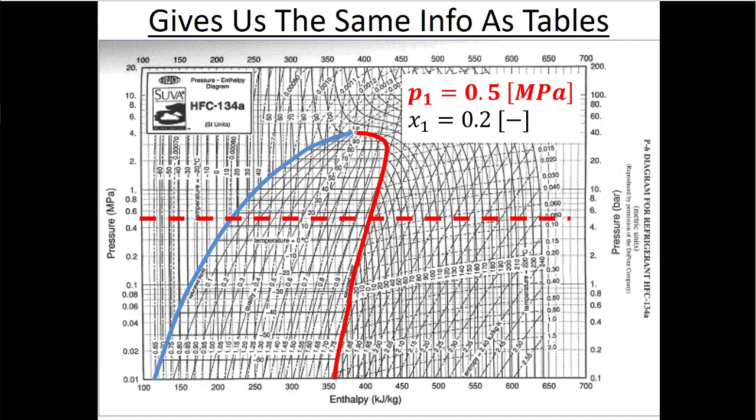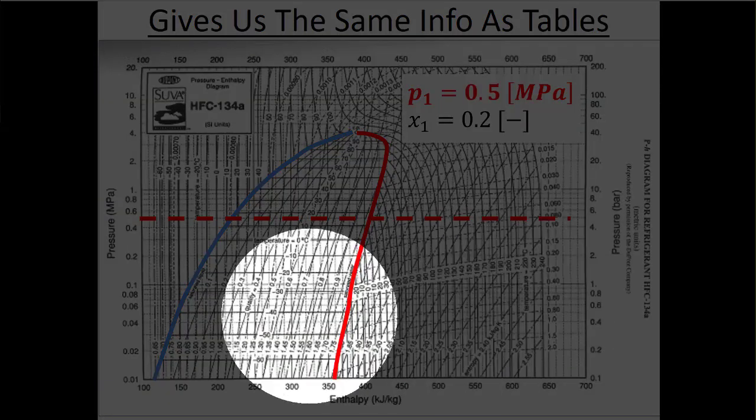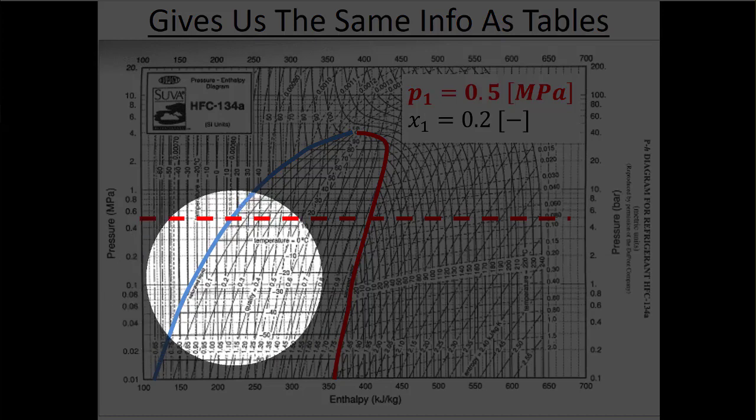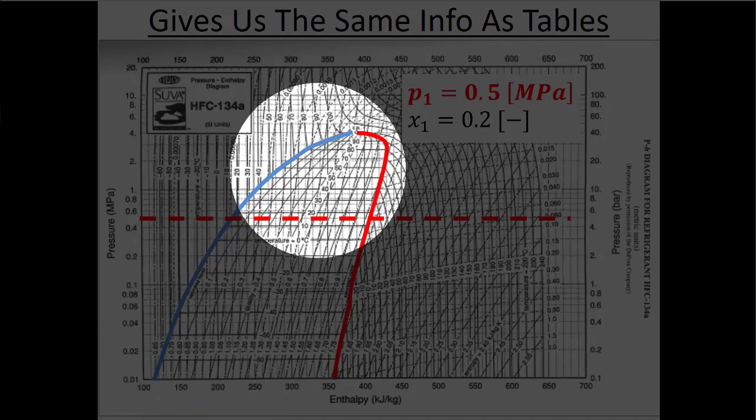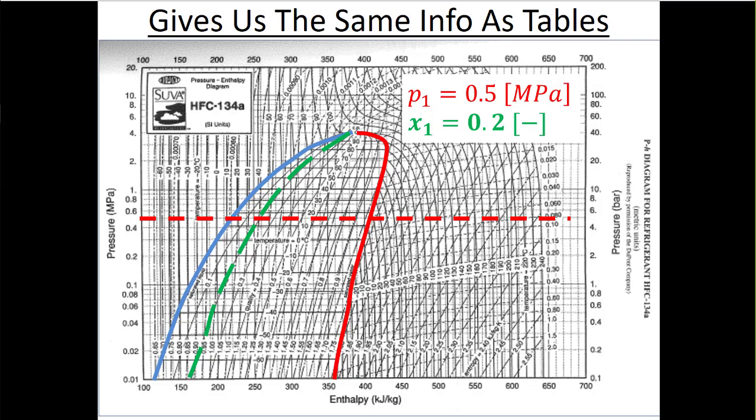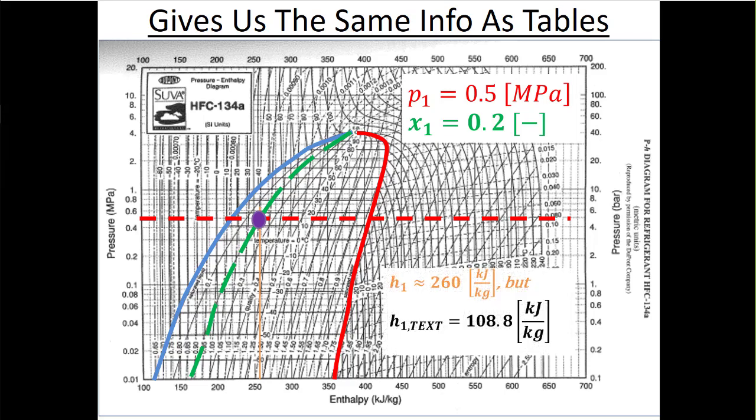That's my constant pressure line. But now I need to find quality equal 0.2. So now here's my quality, only under the vapor dome. There's the 0.1 line. Here's the 0.2 line. So I draw this line here, and I get my point over here. So now I know where this point is, and I can draw a vertical line down and get h1. Now, there's a really important thing to notice here, that h1 on this graph is 260 kilojoules per kilogram, about.